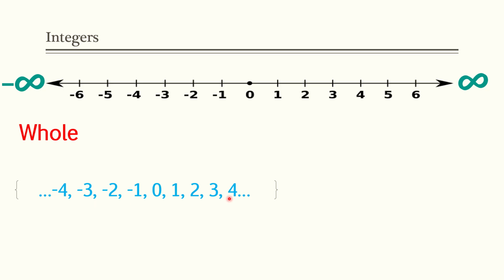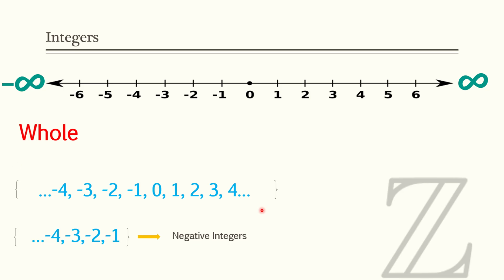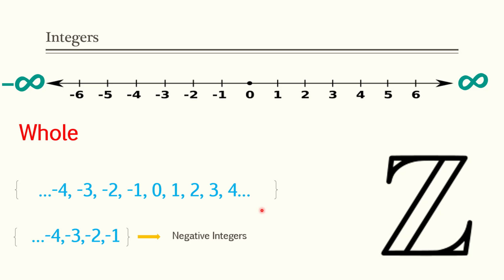Now it can be subdivided into more sets, something like this one. If you see, these are all negative numbers over here, right? So we call it a set of negative integers. Now this whole integer set can be represented as Z, capital Z over here. Okay, we'll remember this one as well.